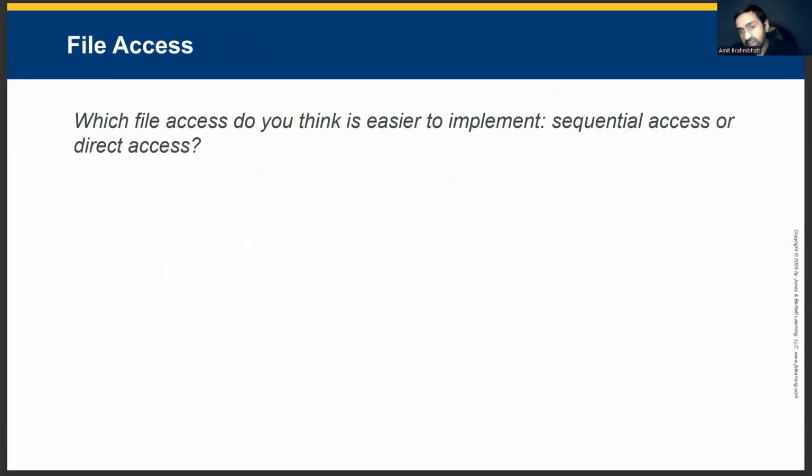Which access method is easier to implement? Sequential access is easier because data is read linearly, requiring minimal addressing. Direct access requires more complex bookkeeping to map record numbers to physical disk positions.